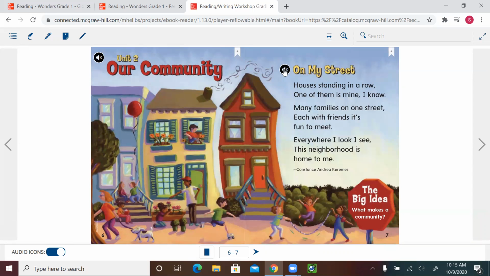So community. What does the word community mean? It means a place and people where they live together. This week, we'll be talking and reading about jobs, about people in the community, and how people help. On pages 6 and 7, they describe a community and a street where people have neighbors and smaller houses. Families in the street have neighbors and they play together.